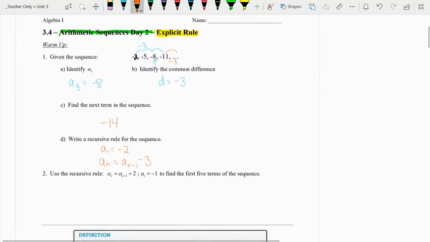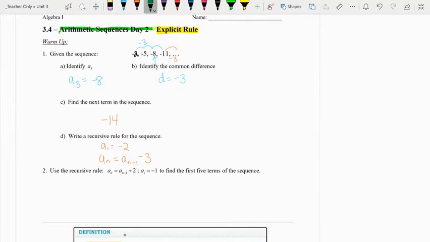For number 2, it said the recursive rule is a sub n equals a sub n minus 1 plus 2. So remember this is your difference, right? And then we start with -1. So find the first 5 means I'm going to start with -1, and then I'm going to add 2 over and over and over again. So -1, 1, 3, 5, 7.